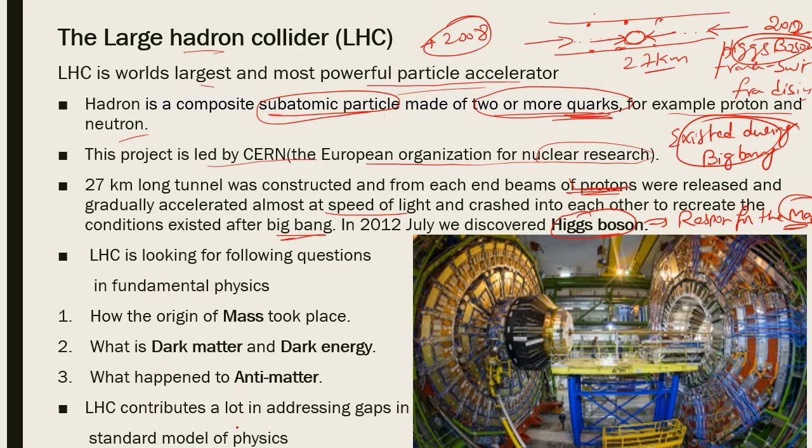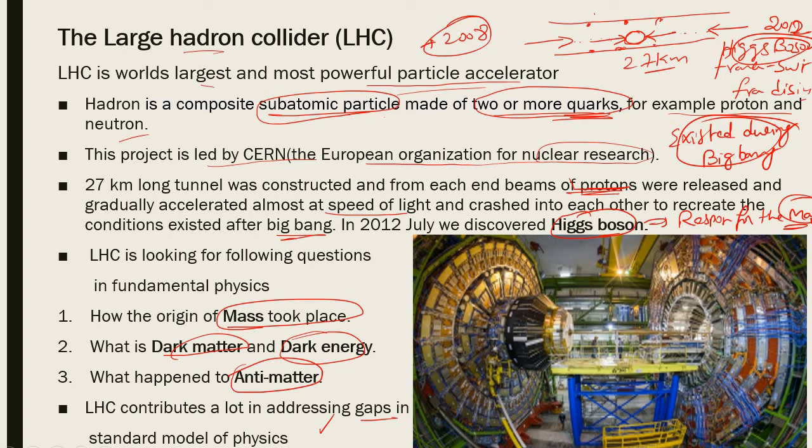Okay, and the Large Hadron Collider gave a lot of answers and filled a lot of gaps in the standard model of physics. There are a lot of things being looked at through this experiment, but the most important things I mentioned here. How the origin of mass took place, they are looking through this Large Hadron Collider experiment. The other thing is what is dark matter and what is dark energy, and the third thing they are looking for is antimatter. Okay, so we'll discuss a few lines about these three things.